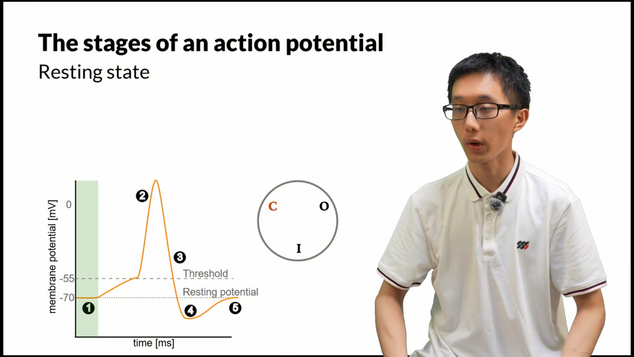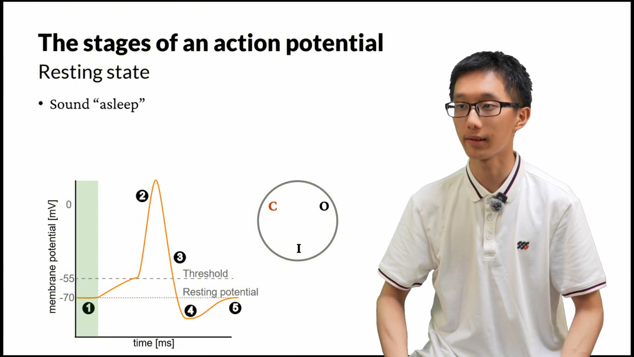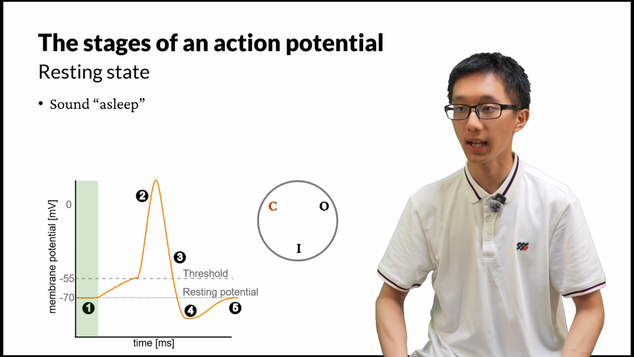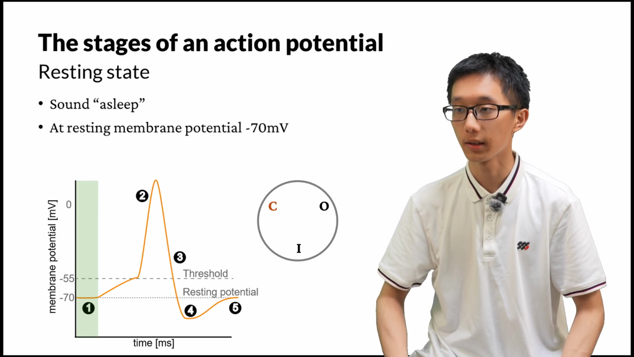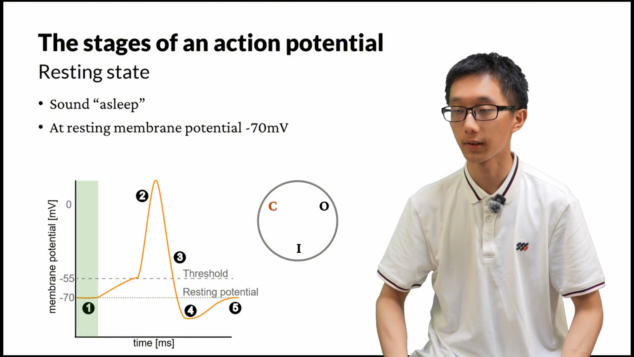Let's get started with the resting state. In the resting state, the neuron is sound asleep. It is not responding to any stimuli, and the membrane potential is maintained at -70 microvolts, the resting membrane potential that we calculated in the last episode. In this state, the voltage-gated sodium channel is currently closed.